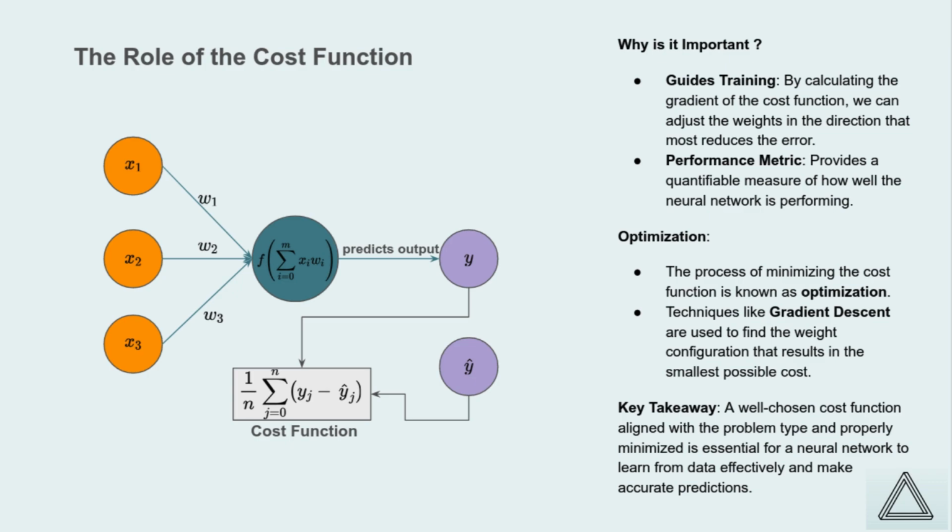The key takeaway here is the importance of a well-chosen cost function. It needs to be appropriate for the specific problem the network is trying to solve. When properly minimized, it ensures that the neural network is effectively learning from the data and can make accurate predictions.